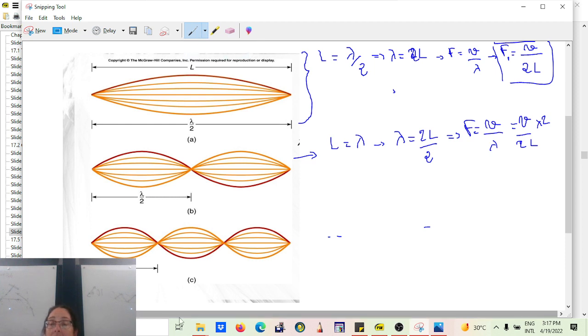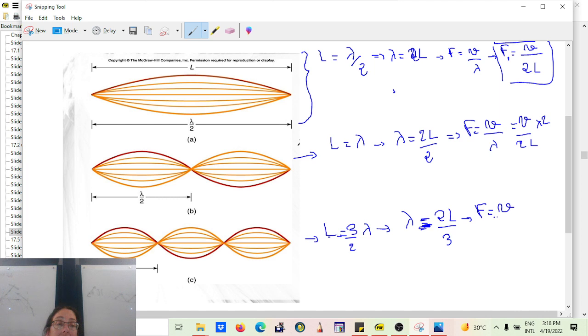Okay, next. How many wavelengths do you have here? One and a half. How much is that one and a half in a ratio? 3/2. So the wavelength equals what? Isolate the wavelength, it's going to be what? 2L over 3. So frequency equals speed divided by wavelength. So it's going to be equals speed times 3 over 2L.